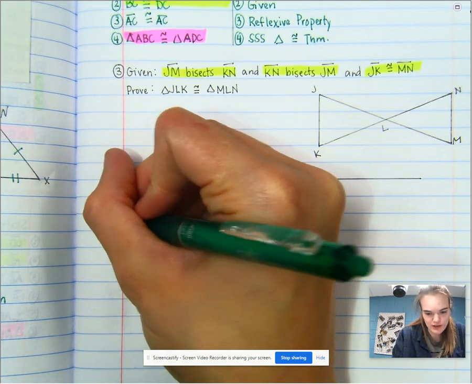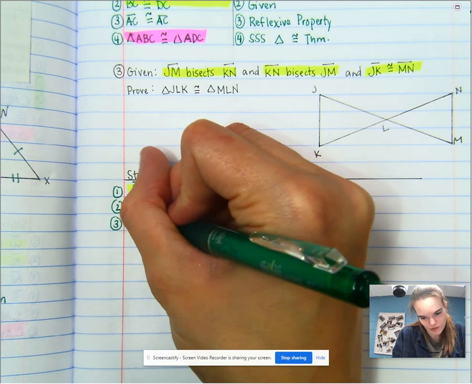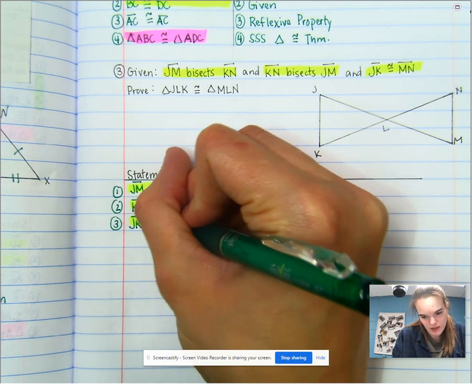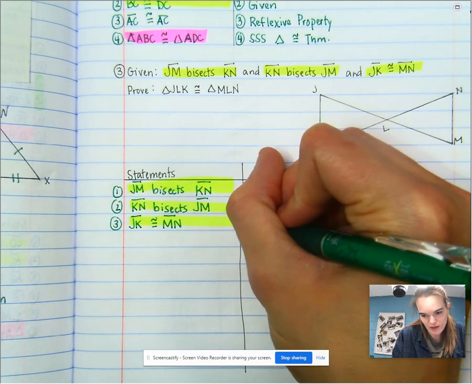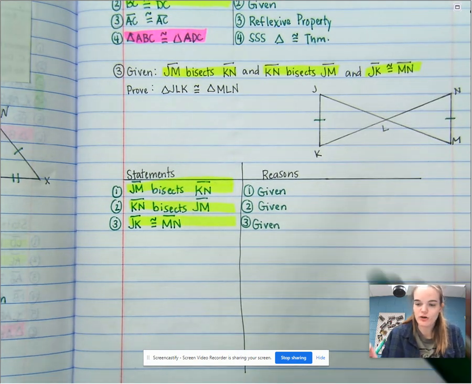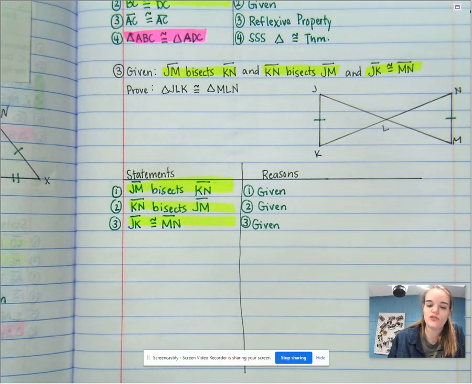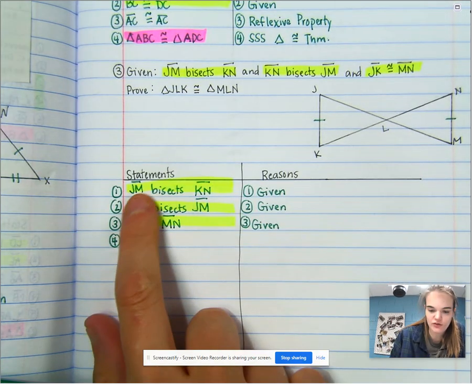And 3, which we technically don't even need. We only need it if we're proving side, side, side. JK is congruent to MN. That one we can mark. JK congruent to MN. So we already have 1 side, so we just need to list 2 more sides. And that's going to come from our givens here. So let's start with this one.